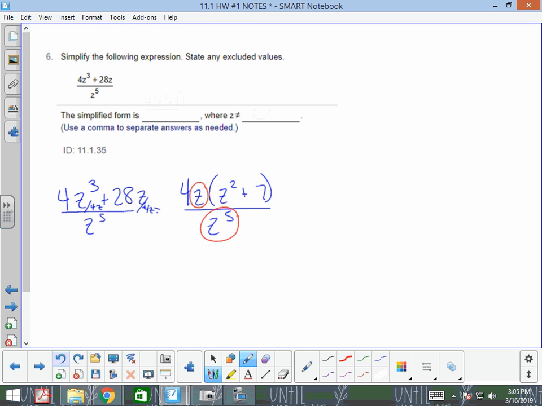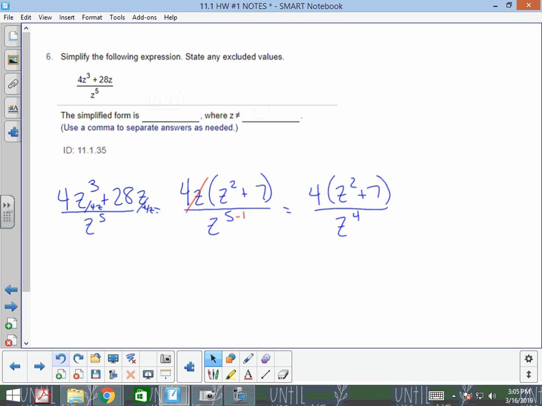Okay, so I'm going to show you that second method I showed you. And the z to the 1st is smaller than the z to the 5th. So I'm going to cancel out the z to the 1st. That's actually a 1, so that's 4 times 1 on top, which is still 4. On the bottom, I'm going to subtract the exponent from the top that I just canceled out. So that's a 1. So now that will be z to the 4th. So the simplified form is 4 parentheses z squared plus 7 over z to the 4th.